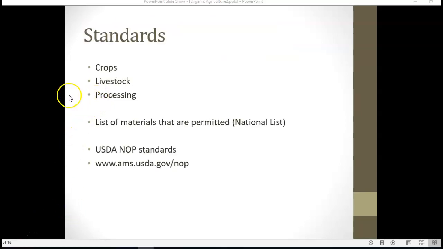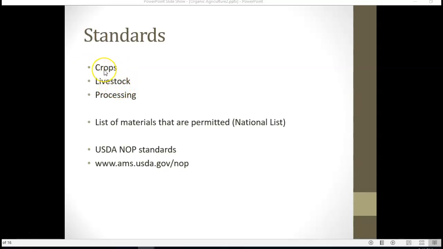As I've mentioned, the standards for our program in the United States and many other countries around the world is divided into crops, livestock, and processing. And we're mainly going to talk about crops today. In the livestock class, that's where we talk more about the livestock organic standards.